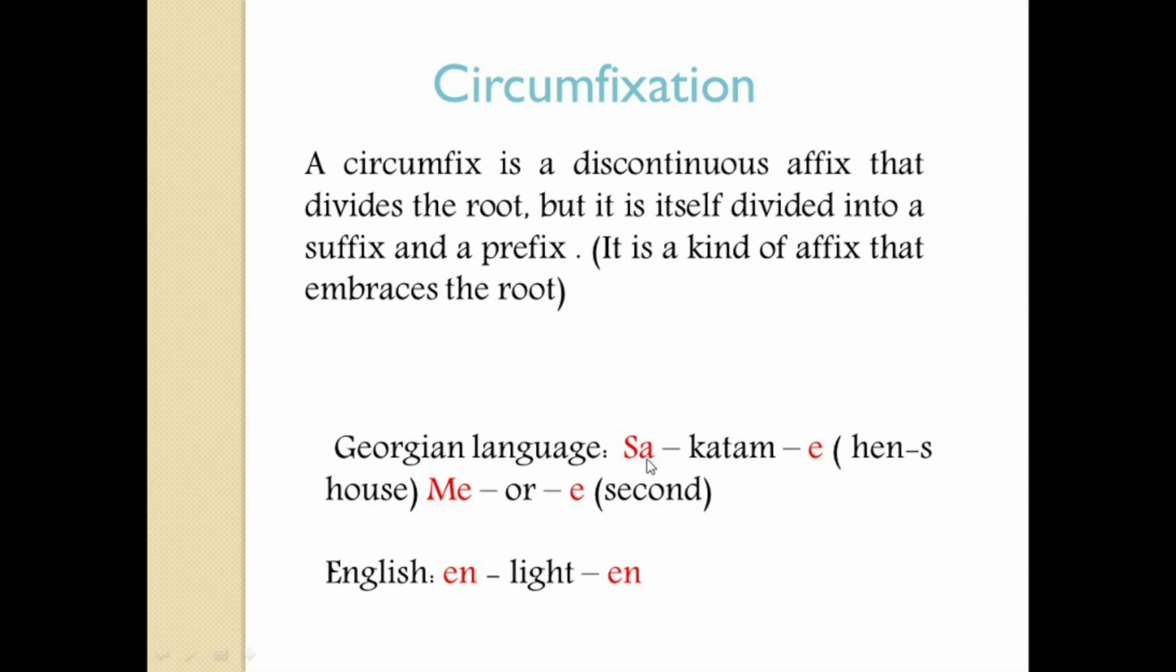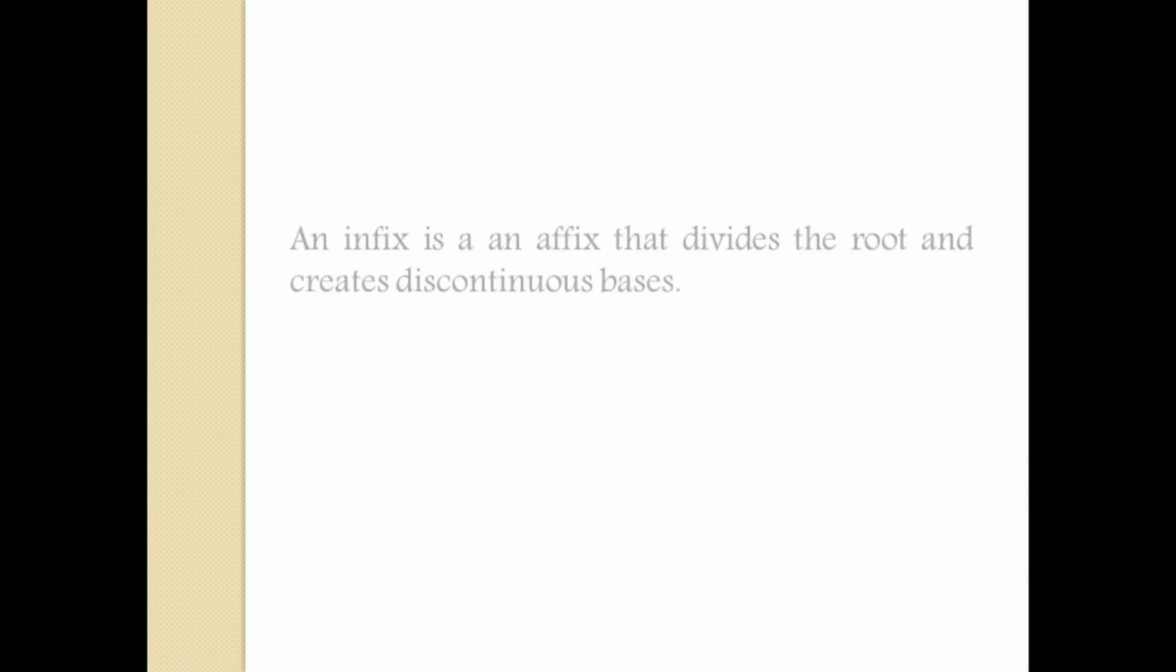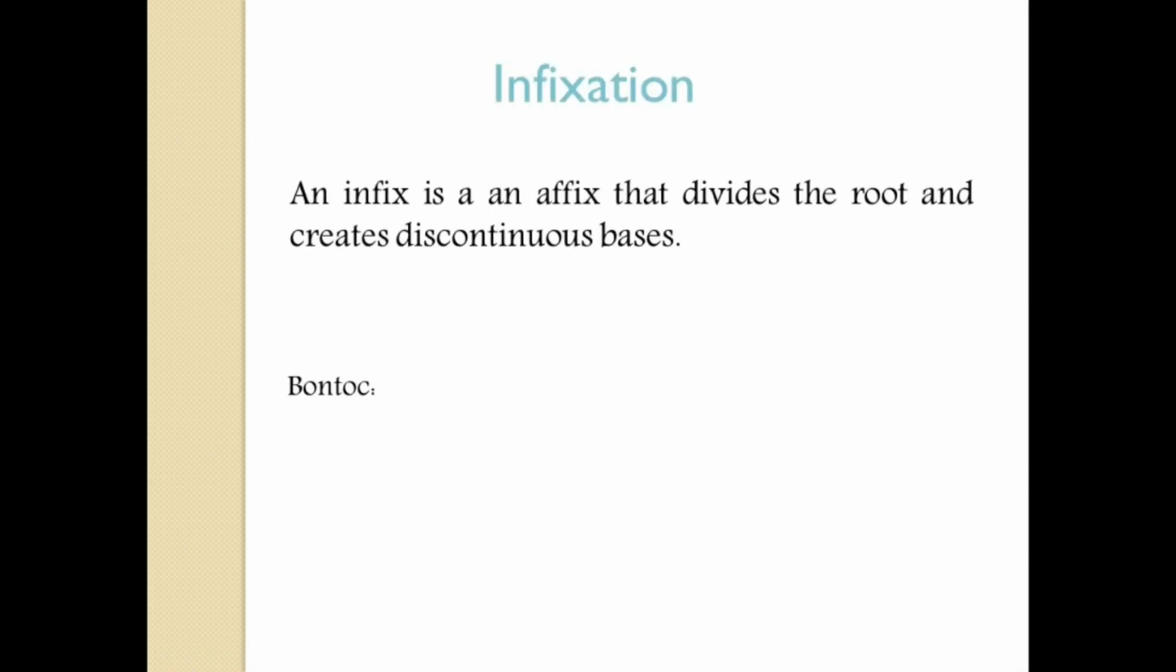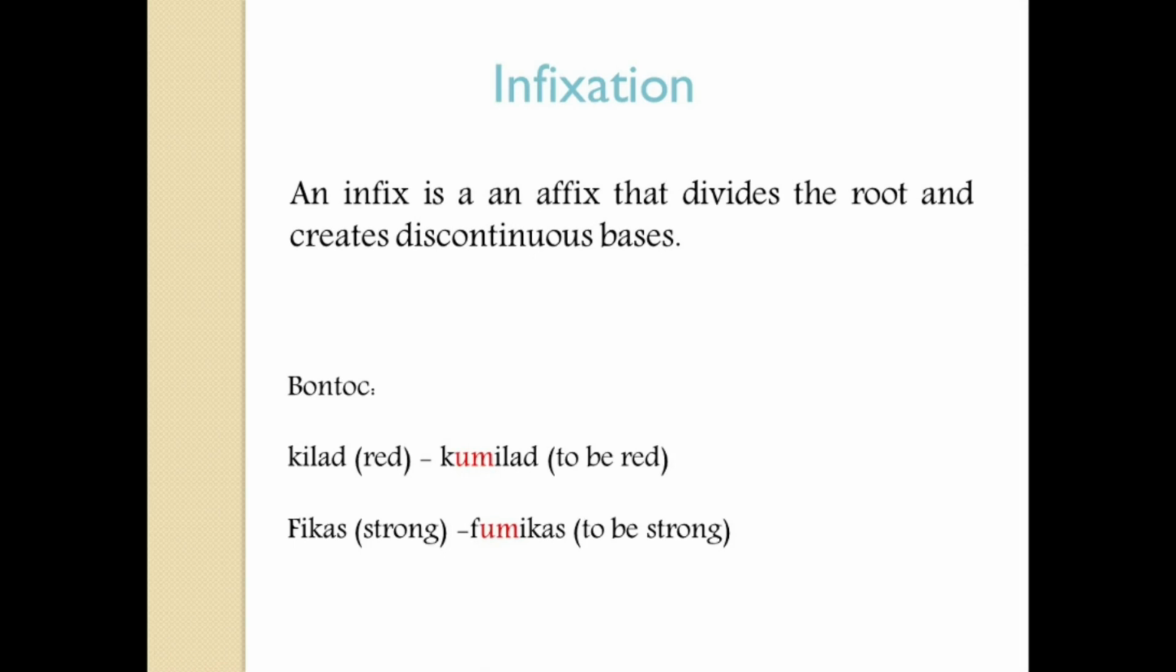For example, in the Georgian language, we have this prefix and this suffix, which are both one circumfix. They are just one circumfix, but they divide the root. And we have another example here, this is the root, and then we have this circumfix, which divides the root. And we have an example here in English, light, which is a noun, adding this circumfix, one before the root, the other after the root, and it becomes a verb. So this is as far as circumfixation is concerned. Let's move to the other morphological process.